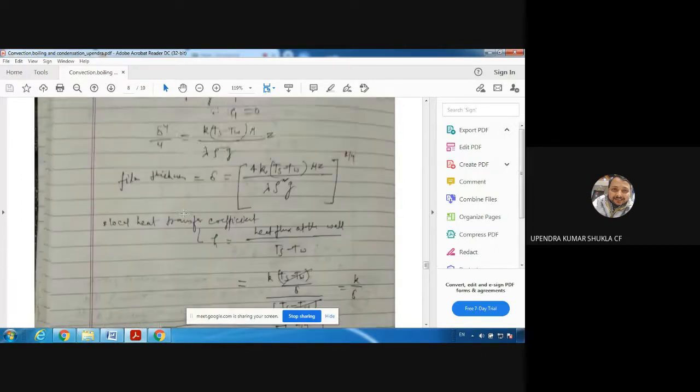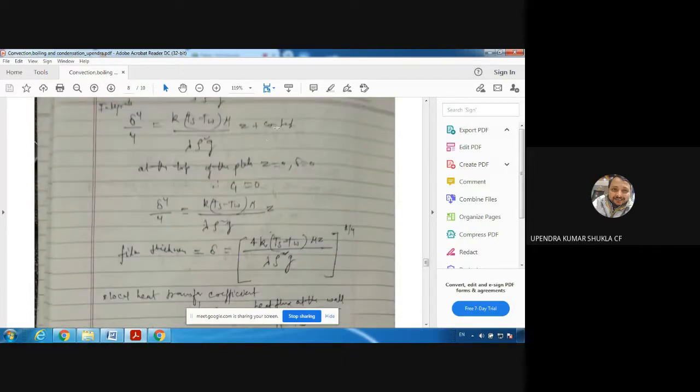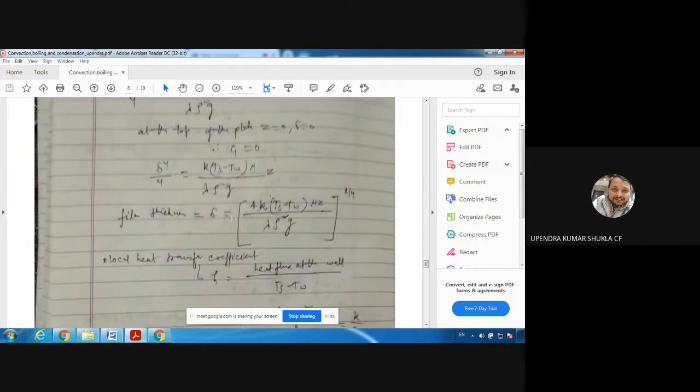So at the top of the plate, z is equal to 0 and delta is equal to 0, hence the value of the constant c1 is equal to 0. So delta^4/4 is equal to this much, and from here you will get the value of delta. This delta is equal to [4 k (Ts - Tw) mu z upon lambda rho square g] whole power 1 by 4.